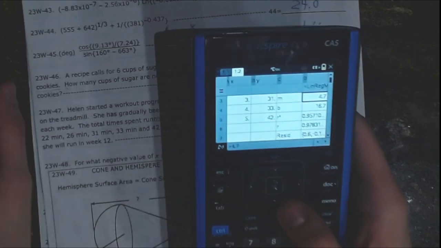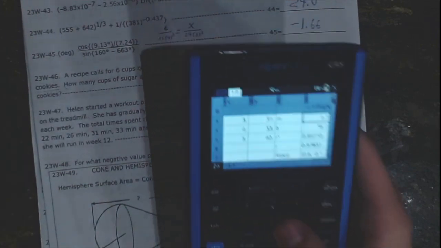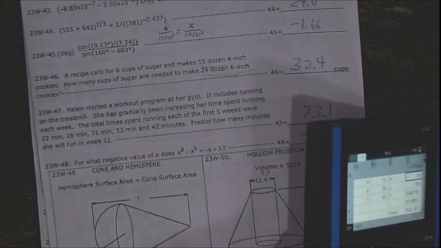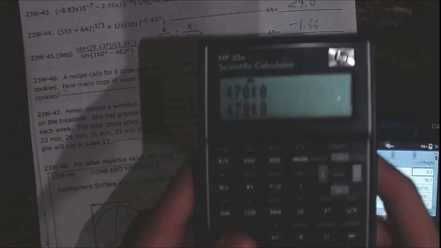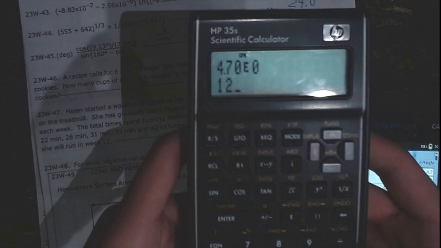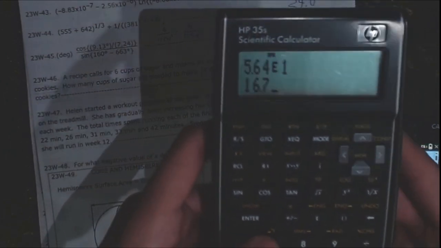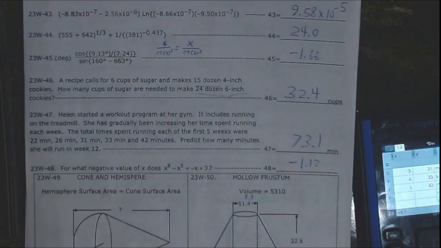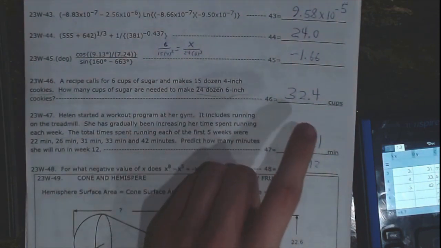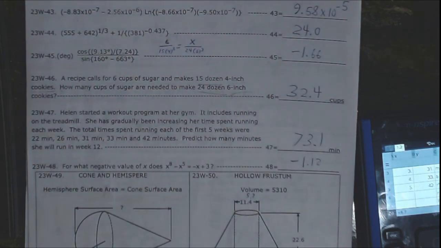So I'm just going to substitute 12 in for x in the equation 4.7x plus 16.7. I'm going to do 4.7 times 12 plus 16.7, and I predict that she's going to run 73.1 minutes on week 12.